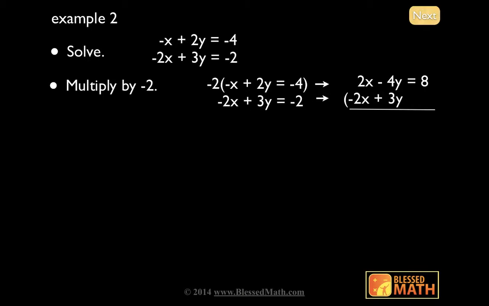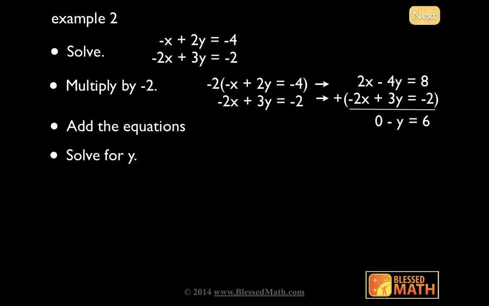When we distribute that out and finish multiplying, we end up with 2x minus 4y is equal to 8. And we're going to add negative 2x plus 3y is equal to negative 2. And we're adding because we're going to cancel out those x's again. Positive 2x and a negative 2x gives us 0. A negative 4y and a positive 3y gives us a negative y. And 8 plus negative 2 gives us a positive 6.